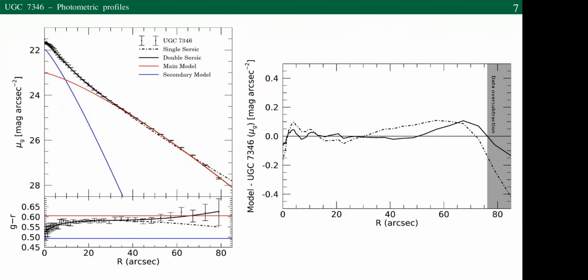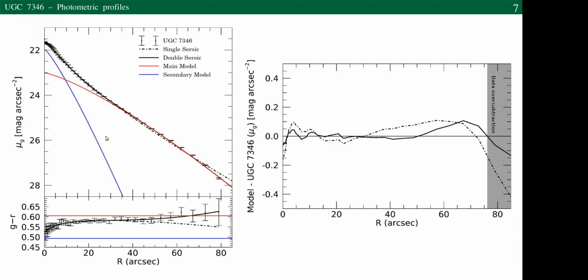Here I show the photometric profiles of the galaxy. In the left panel, I show the photometric profile in the g band, and below it the color profile in g-r color. The first thing to notice is that this galaxy has a blue core and a rather flat profile in the outer regions. I carried out a modeling of the galaxy, trying a single Sérsic model, which is the dashed line, and a double Sérsic model, which is the black solid line. The individual components of this double Sérsic model are plotted as the blue and red lines.